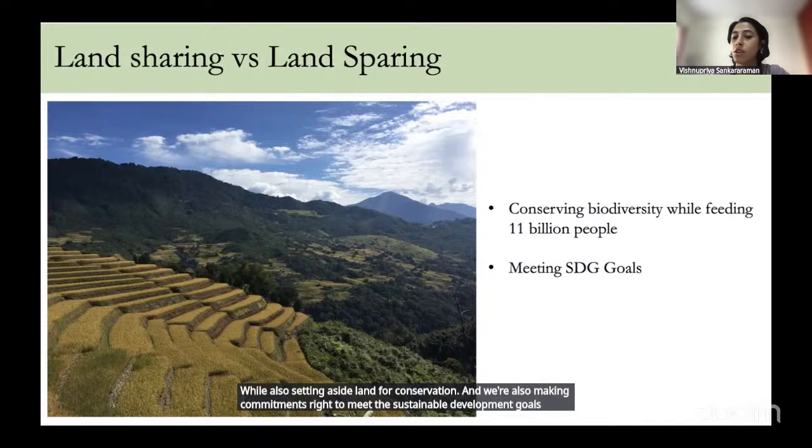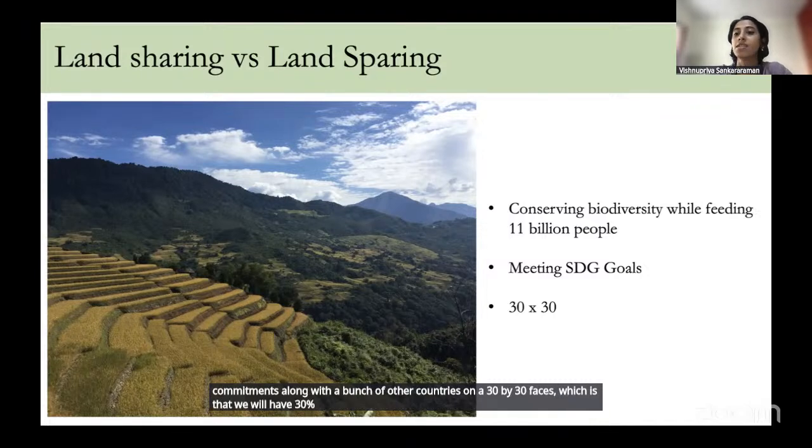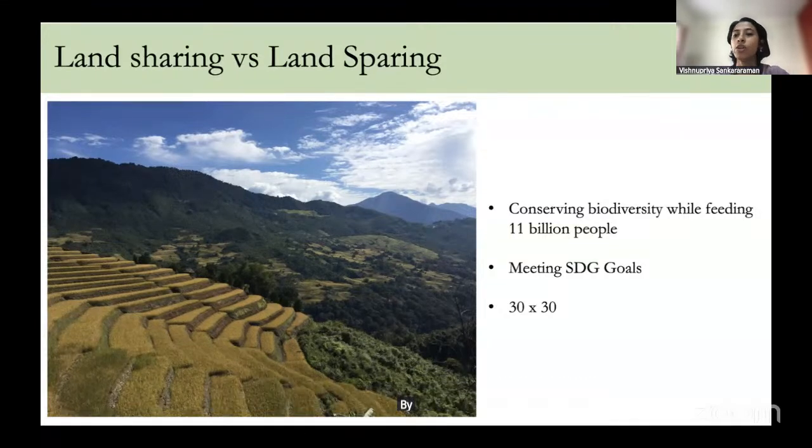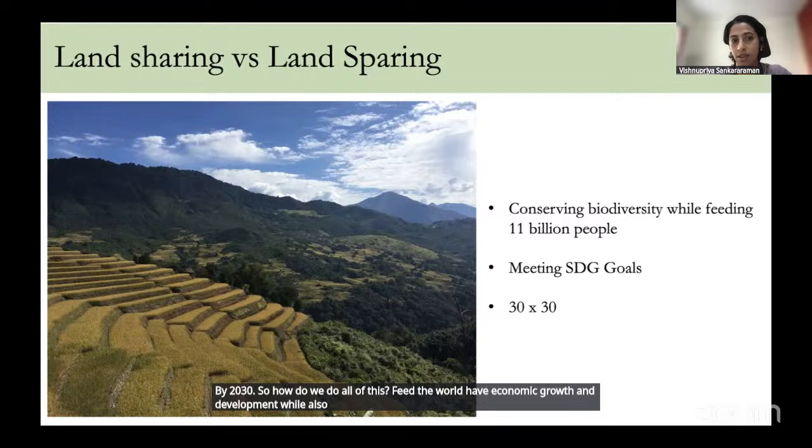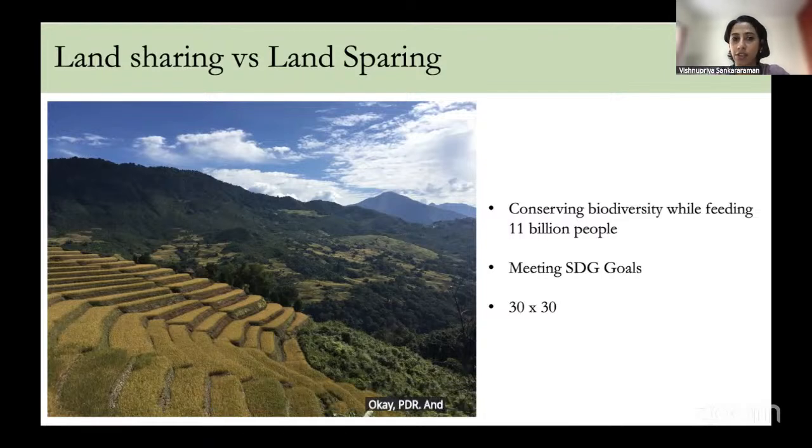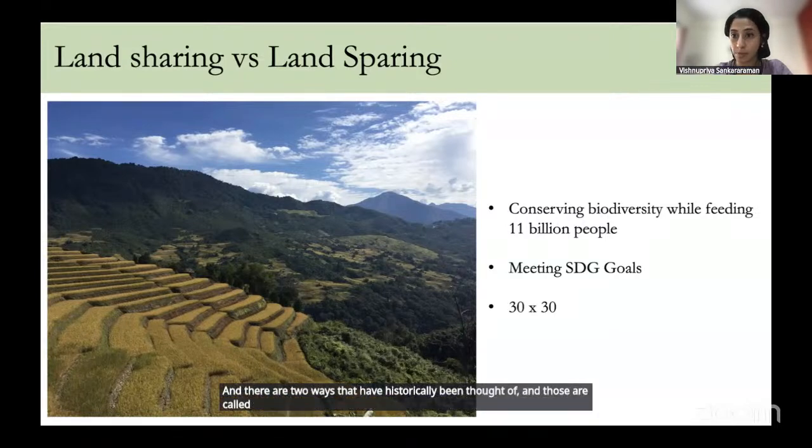India has made commitments along with a bunch of other countries on a 30 by 30 basis, which is that we will have 30% of land and sea under some form of protection by 2030. So how do we do all of this? Feed the world, have economic growth and development while also meeting all of these criteria. And there are two ways that have historically been thought of, and those are called land sharing and land sparing. And I'll explain what those are.